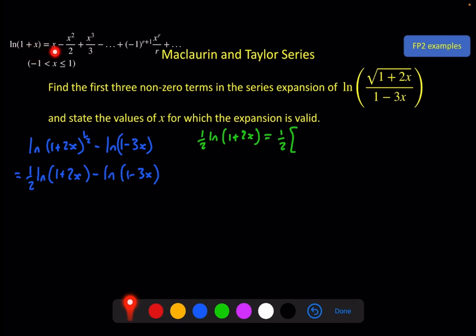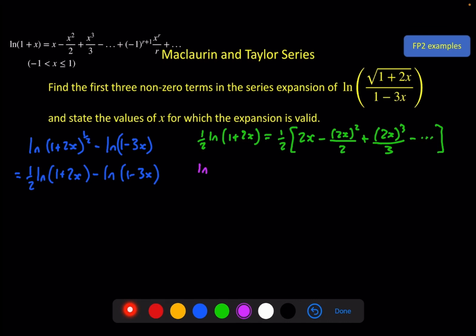So I need the first three non-zero terms, that's going to give me 2x instead of x, minus (2x) squared instead of x squared over 2, plus (2x) cubed instead of x cubed over 3, and then I would have a minus dot dot dot, but we don't need any more than that. In purple, I'll do the other one.